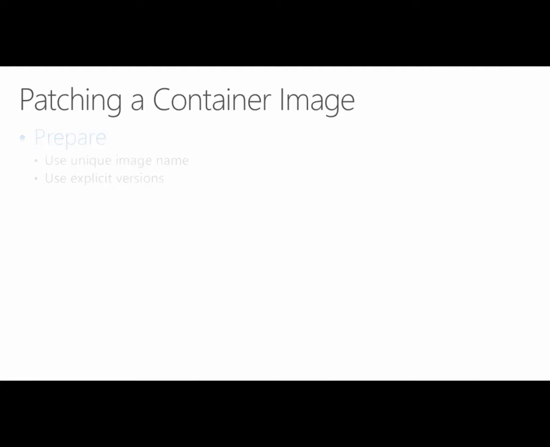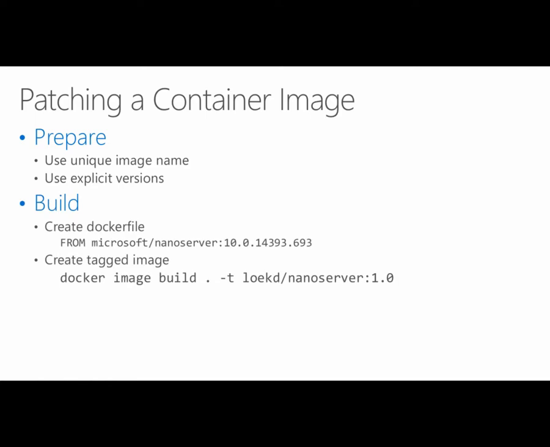Before we can patch an image, we first need to create one. Remember, when you create an image, it must have a unique name, and you should always use explicit versioning. To build an image, you can use a Dockerfile.